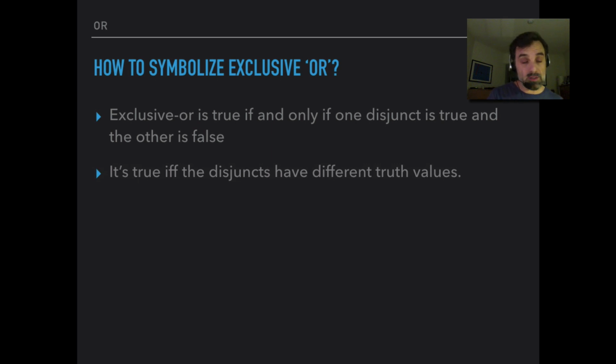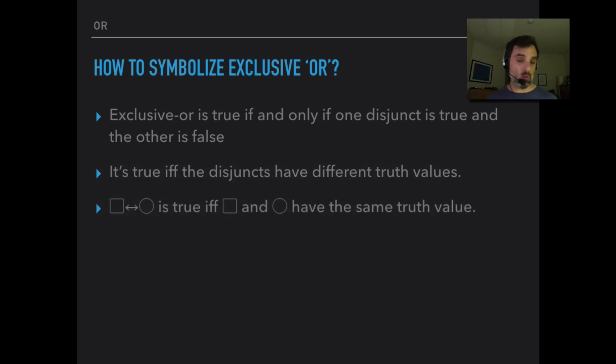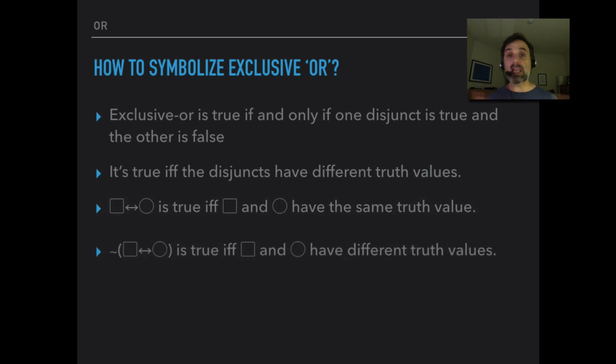If they're both true or both false, so they have the same truth value, then the disjunction is false. If one is true and the other is false, so they have different truth values, then the disjunction is true. How could you symbolize that? Well, we know the biconditional is true if the two components have the same truth value, so we just negate the biconditional. The negation of the biconditional is true if and only if the two components have different truth values. So if you wanted to symbolize an exclusive or, you would use the negation of a biconditional.